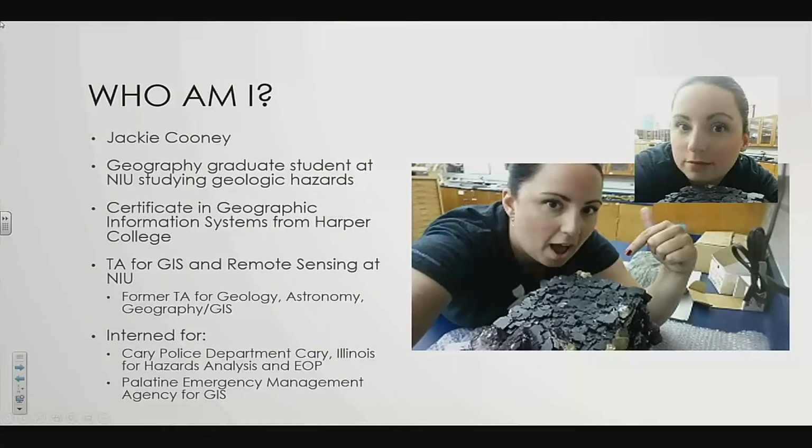I've also interned for the Cary Police Department in Cary, Illinois, doing hazards analysis, and EOP stands for Emergency Operations Planning. And most recently, the Palatine Emergency Management Agency for GIS. So I did their mapping for technical search and rescue.